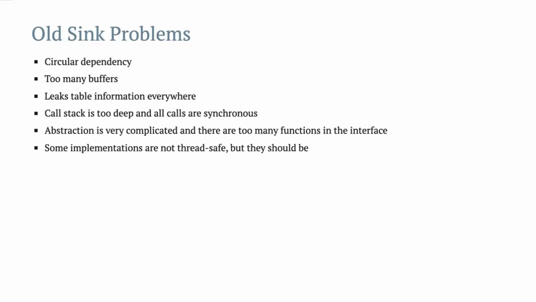So let's summarize the issues with the old design. There are several problems that need to be addressed. First, there is a circular dependency between the sync manager and the table sync, which makes it difficult to understand and maintain the code. Secondly, there are too many buffers. As you can see, we have at least 4 or 5 buffers in the whole process. So it's really hard to manage those buffers, and it can lead to memory issues, for example out of memory, because we copy the same stuff at least 4 times.